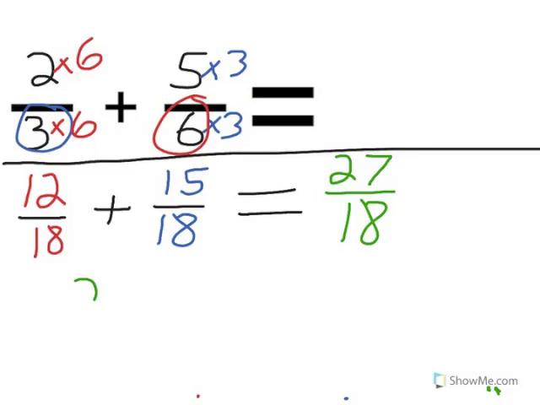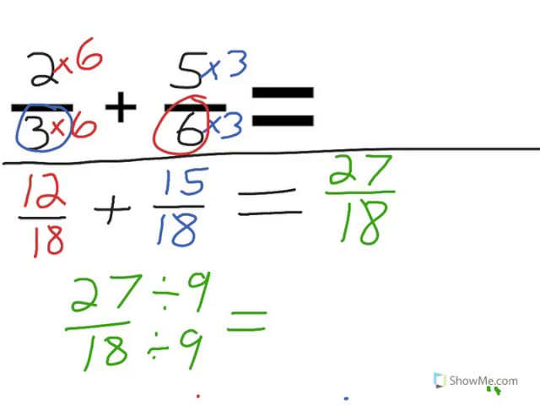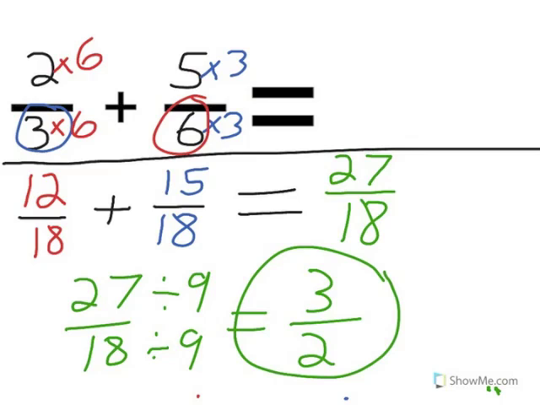So if we take 27/18 and we divide the numerator by 9 and we divide the denominator by 9, 27 divided by 9 is 3 and 18 divided by 9 is 2. And there we go with our answer, 3/2. Okay, and we'll leave it like that.